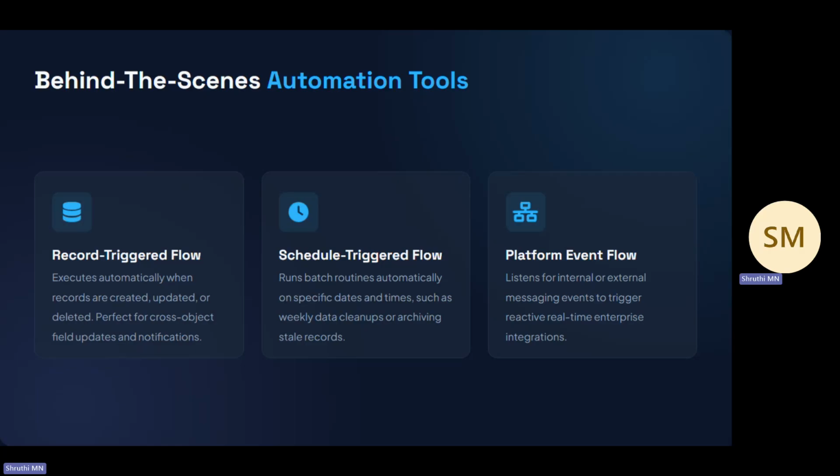So the important distinction is: screen flow, user interacts with screens. Auto-launch flow, flow executes without screens. A useful interview question is, what is the difference between screen flow and auto-launch flow? A strong answer would be: a screen flow provides an interactive user interface for collecting information. An auto-launch flow runs without screens and is used when the process does not require a guided user interface. This is much better than simply saying screen flow has screens, auto-launch flow does not. Explain the business reason.